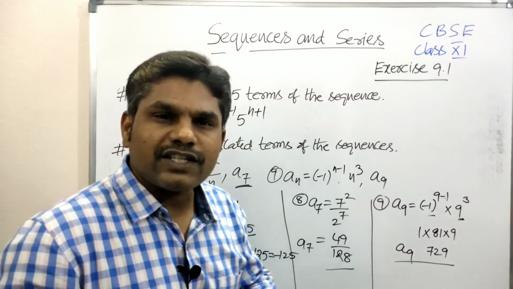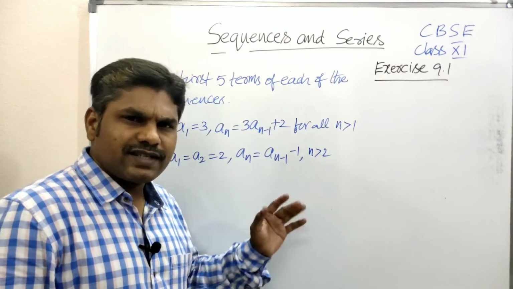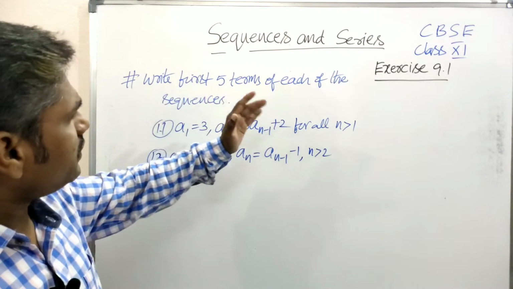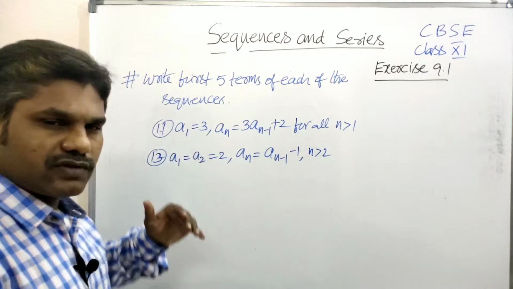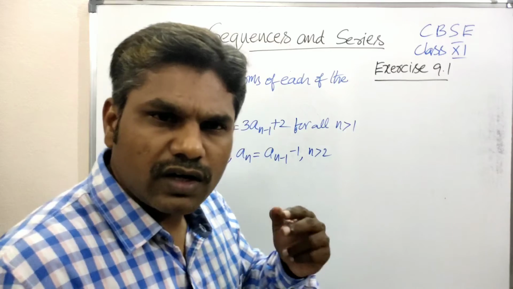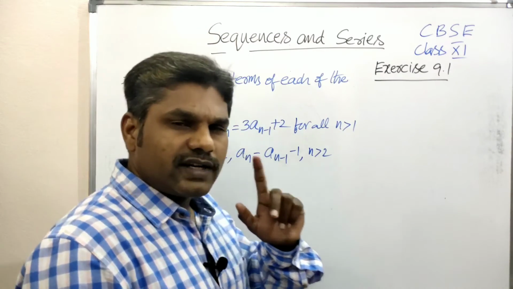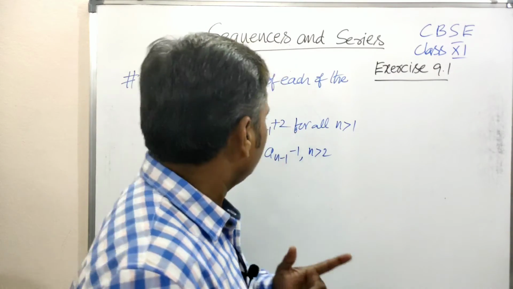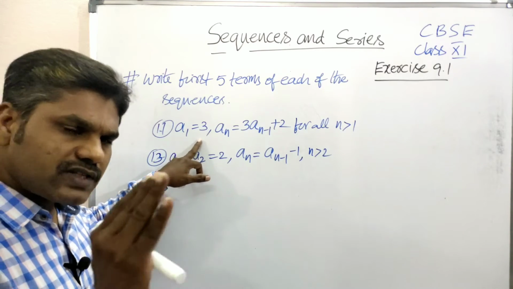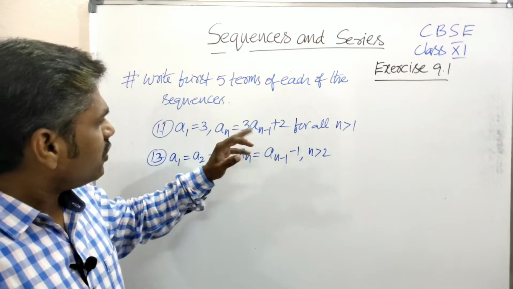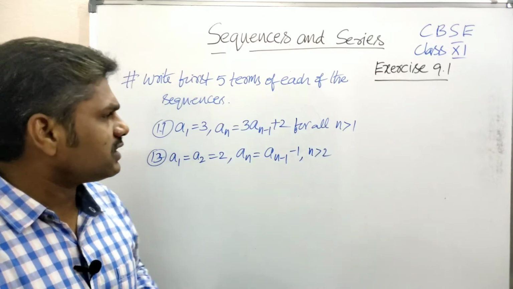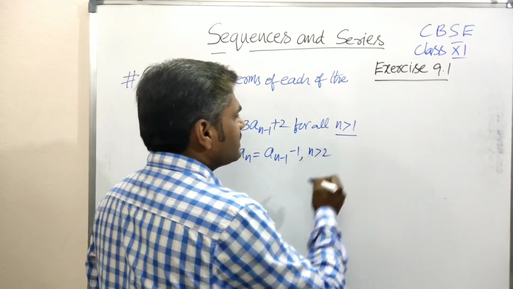Now I will take the next problem of the exercise. In this problem they are asking: write the first 5 terms of the following sequences. They have given 3 problems, but I have taken only 2 and I am leaving the other for you to practice. Do it yourself. See, they are giving a1, which means the first term of the sequence, and they have given the nth term also for all n greater than 1. Why? Because they are particularly saying n is greater than 1.